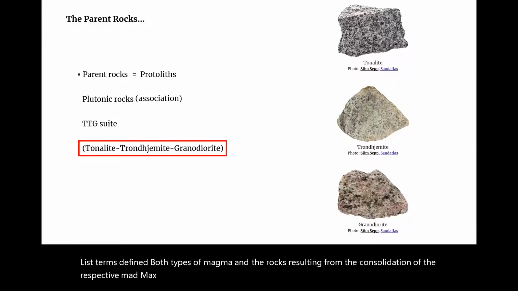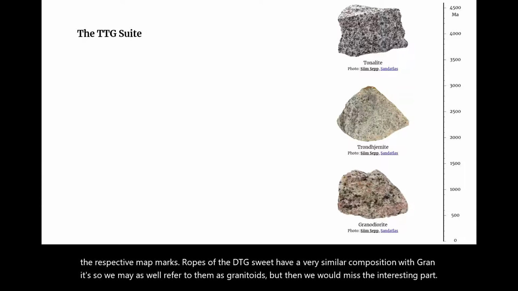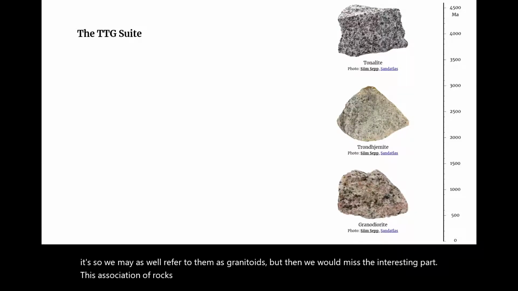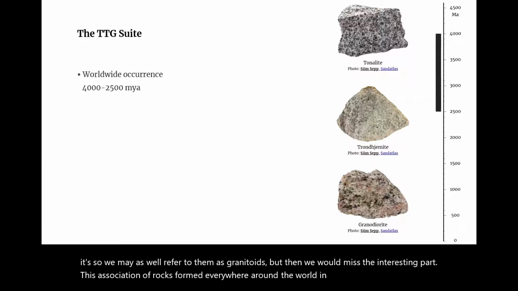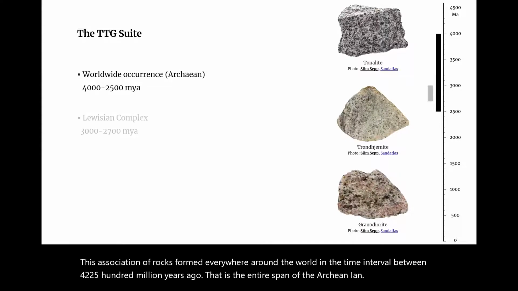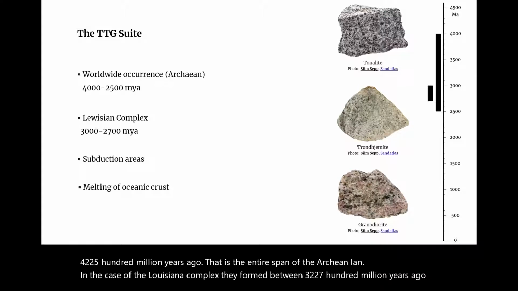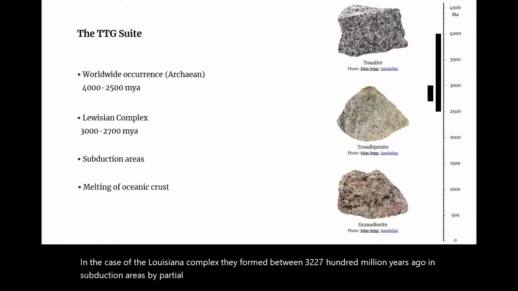Rocks of the TTG suite have a very similar composition with granites, so we may as well refer to them as granitoids. But then we would miss the interesting part. This association of rocks formed everywhere around the world in the time interval between 4,000 to 2,500 million years ago. That is the entire span of the Archean Eon. In the case of the Lyrician Complex, they formed between 3,000 to 2,700 million years ago in subduction areas by partial melting of oceanic crust.